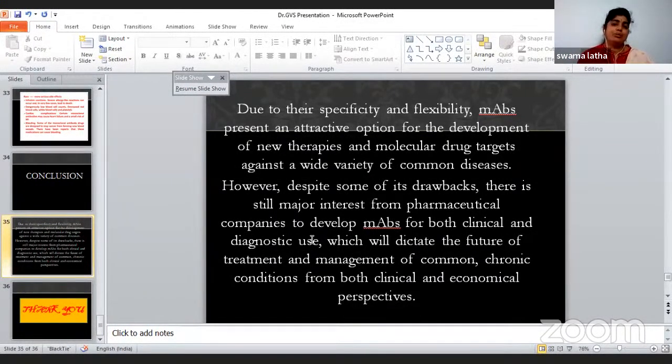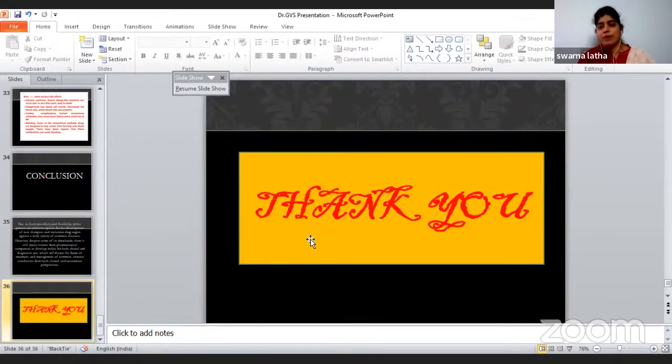But one factor we should keep in mind is that whatever monoclonal antibodies are generated, the pharma companies interested should be able to manage and treat all the diseases and conditions with a clinical and cost-effective process. They should keep this in mind in order to generate any sort of monoclonal antibody. So that's all about my session.